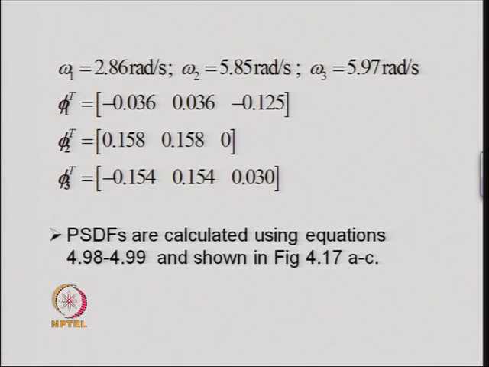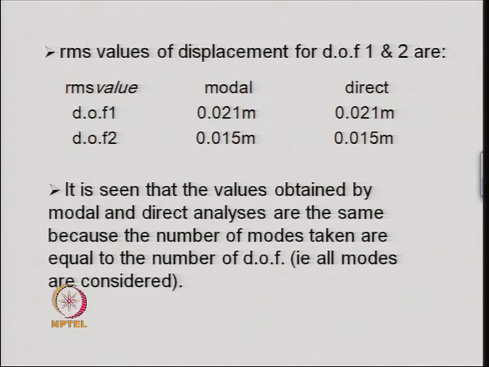So, using this particular technique, we have obtained the values of the power spectral density function of the first displacement and the third displacement. The RMS value for the first displacement, that is at the top of the left hand tower, in the modal analysis gave 0.021, and from the direct analysis we obtained 0.021. So they are same because we have taken all the three modes into consideration. Similarly, for degree of freedom 3, the modal analysis gave 0.015, and the direct analysis also gave 0.015.